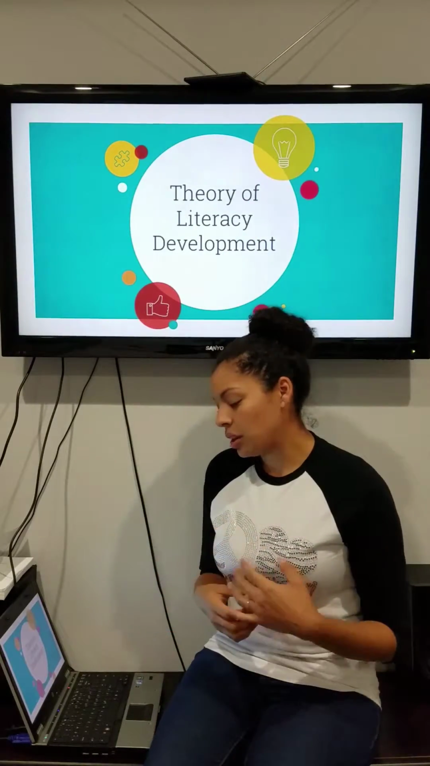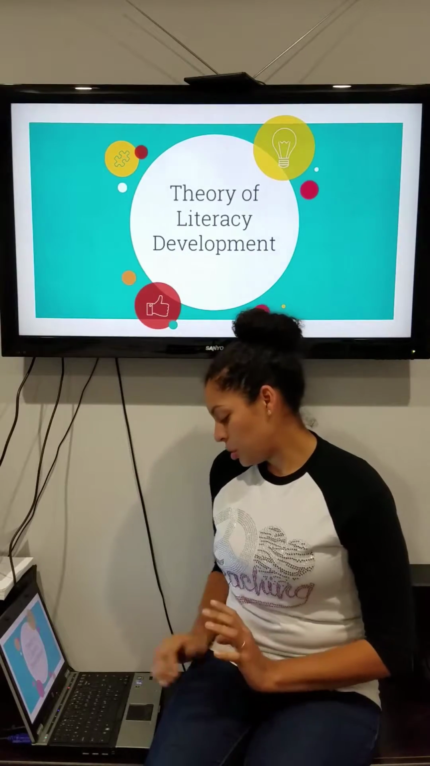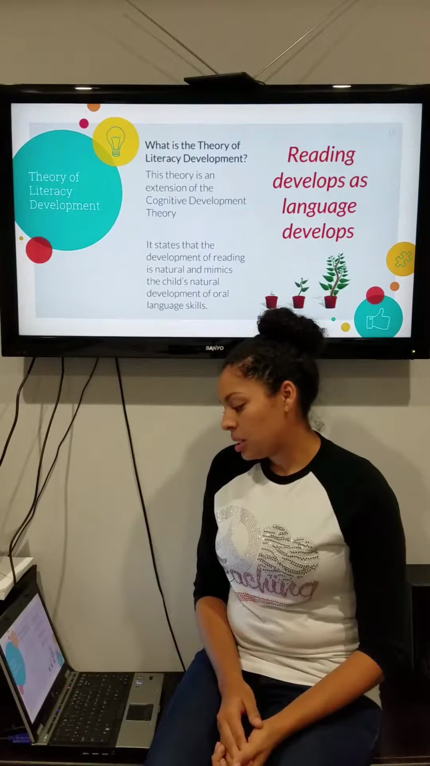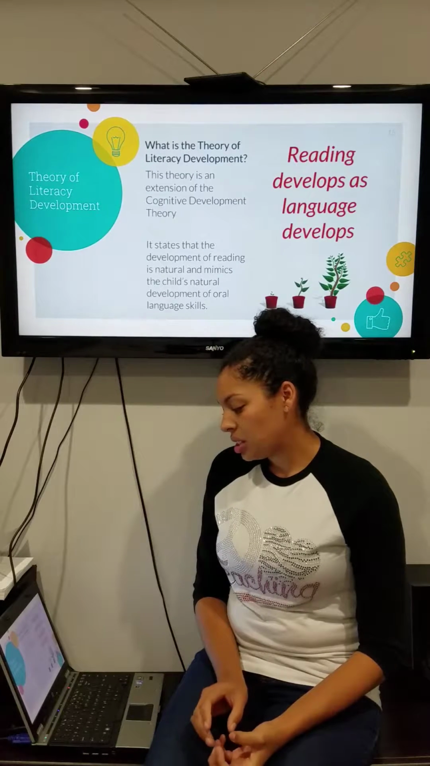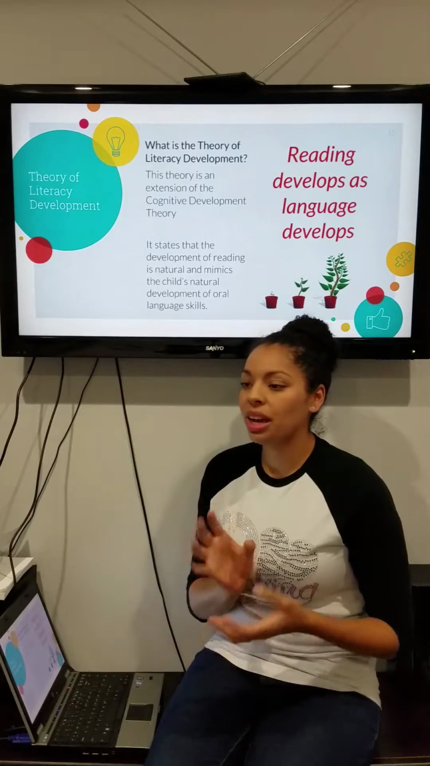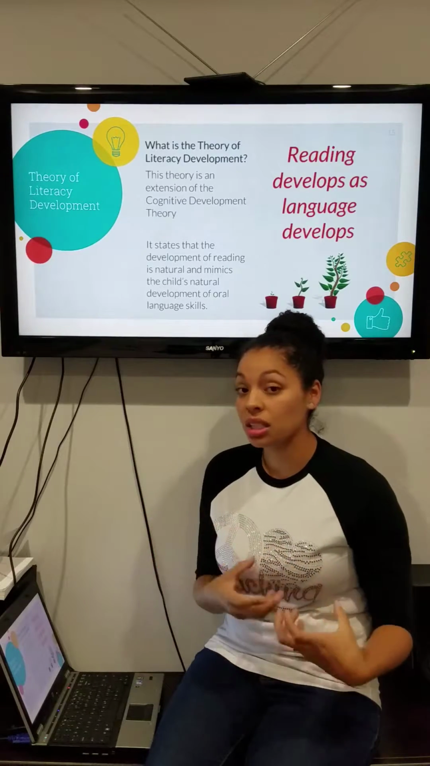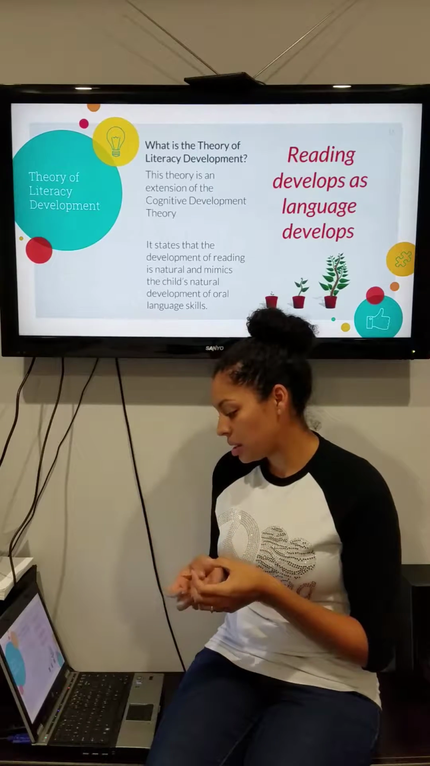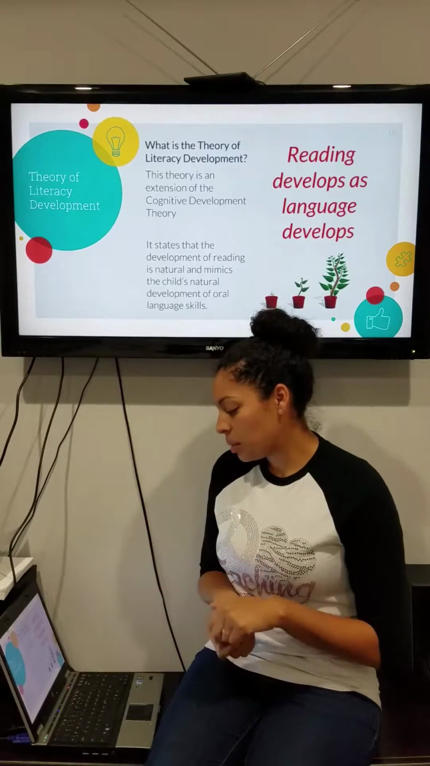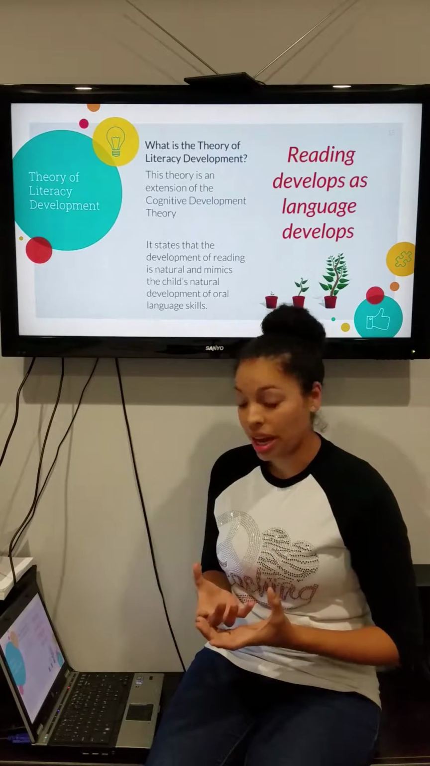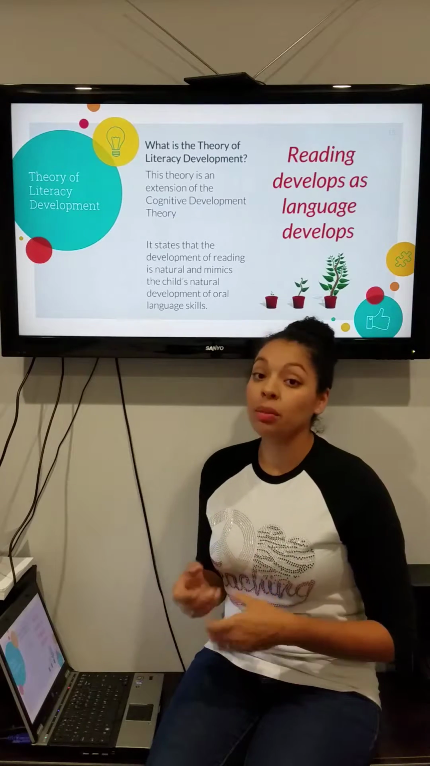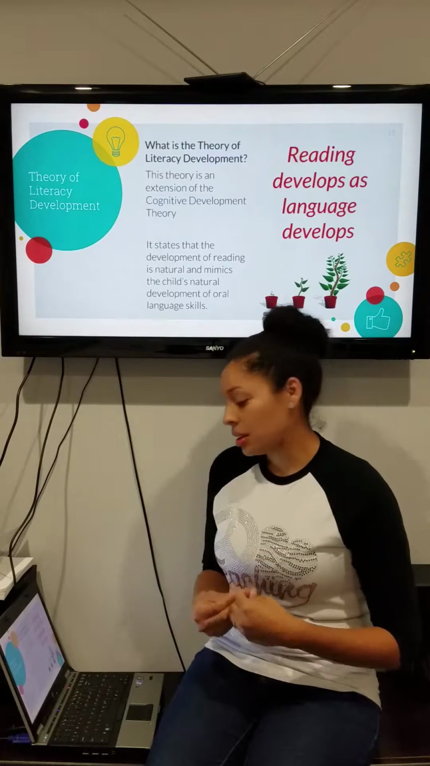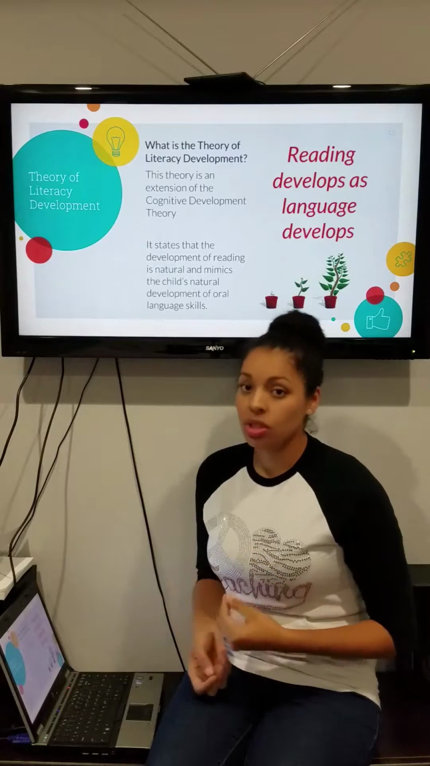Okay, now we can get into the theory of literacy development. This is Holdaway's theory. So what is the theory of literacy development? Now, this is a theory, and I feel like it's kind of an extension of the cognitive development. I know as they change into different cognitive development stages, they do change in the literacy area of it. So basically it states that development of reading is natural and mimics the child's natural development of oral language skills. So basically what I got from this theory is that reading develops as language develops.